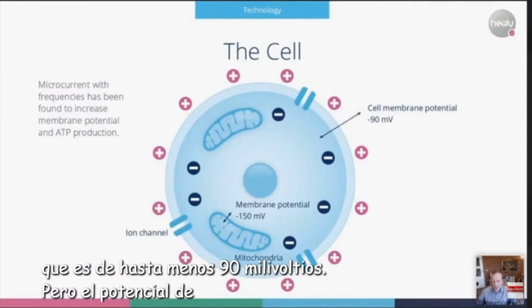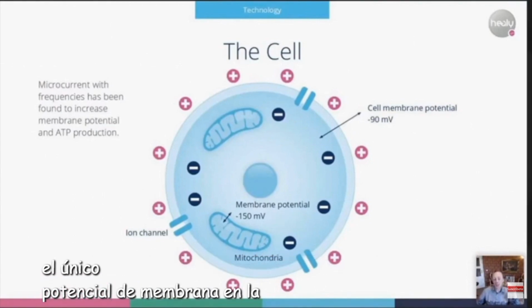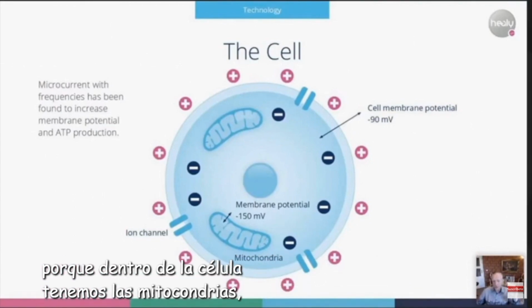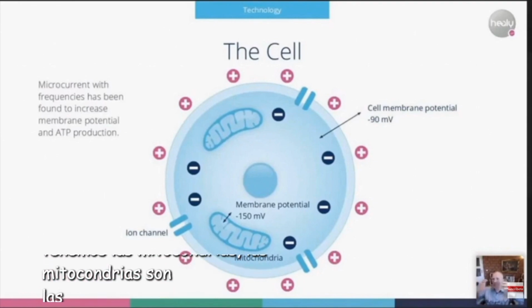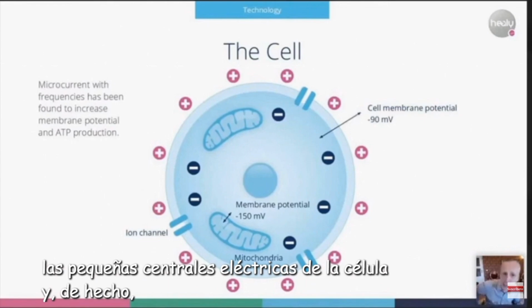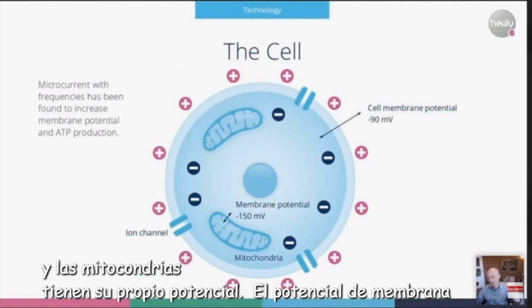But the cell membrane potential is not the only membrane potential in the cell, because inside the cell, we have the mitochondria. The mitochondria are the little power stations of the cell, and actually they are producing the ATP, and the mitochondria have their own membrane potential, which is even higher.